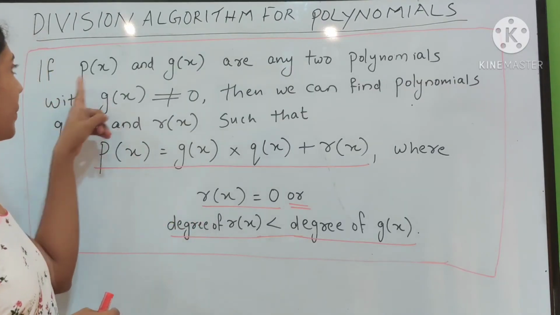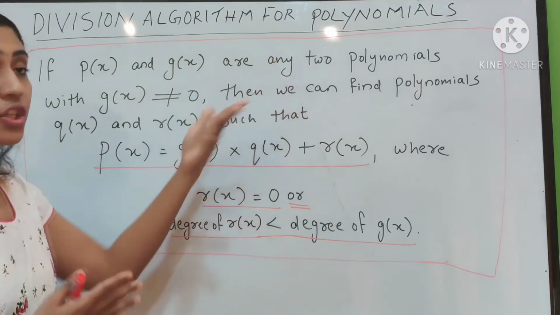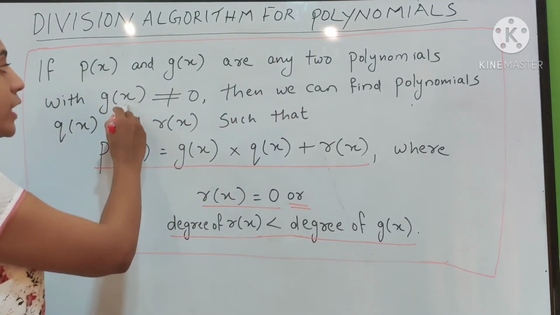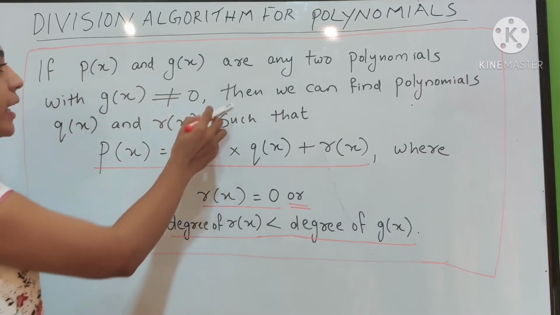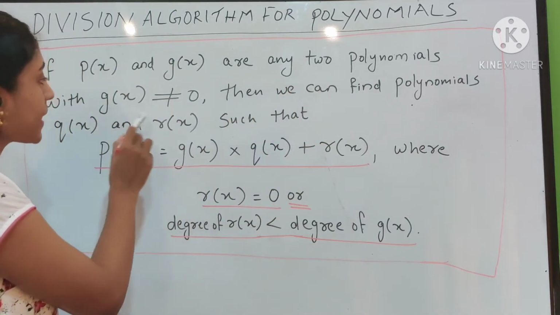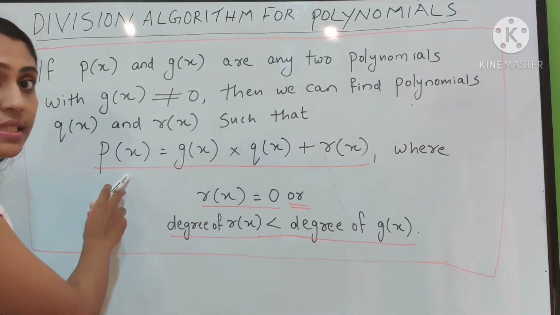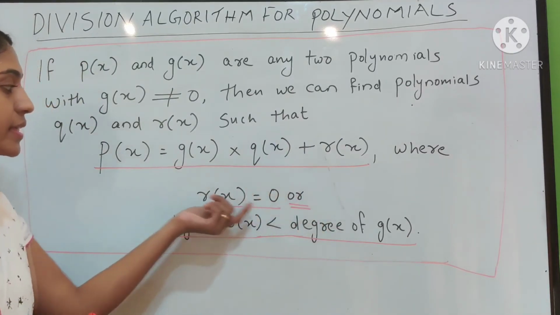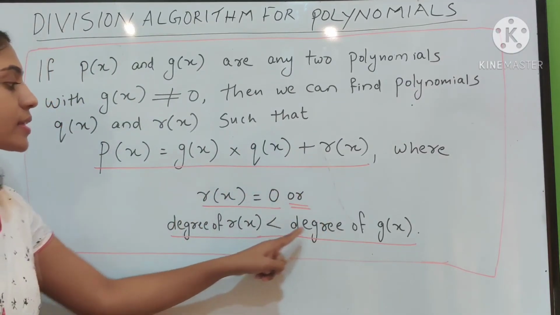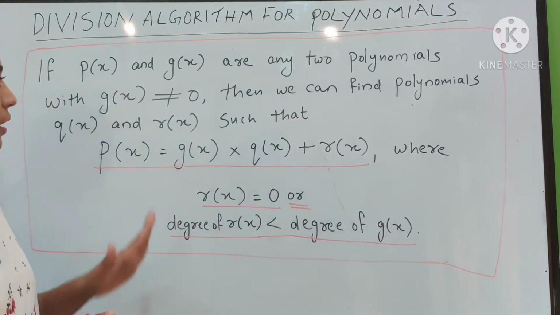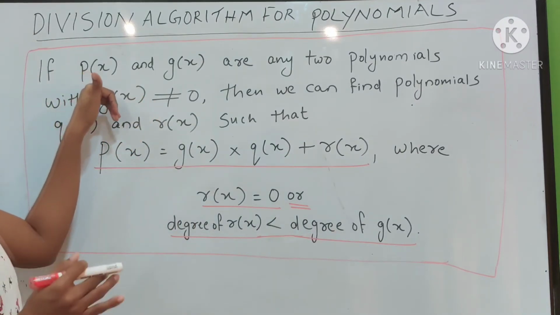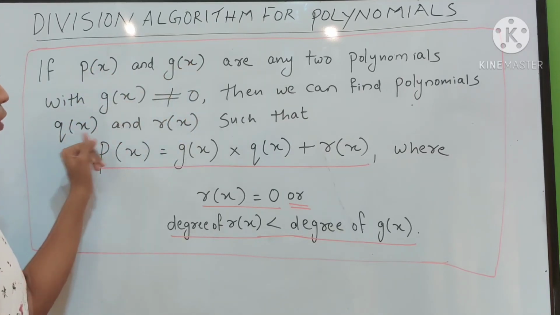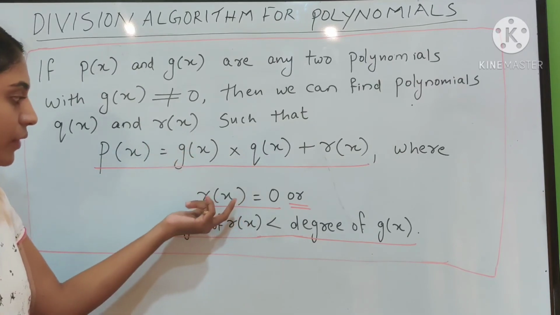That is, if p of x and g of x are any two polynomials with g of x not equal to 0, then we can find polynomials q of x and r of x such that p of x is equal to g of x into q of x plus r of x, where r of x is equal to 0 or degree of r of x is less than degree of g of x. It is very simple. Note that p of x is the dividend and g of x is the divisor. q of x is the quotient and r of x is the remainder. That is why we have written like this.